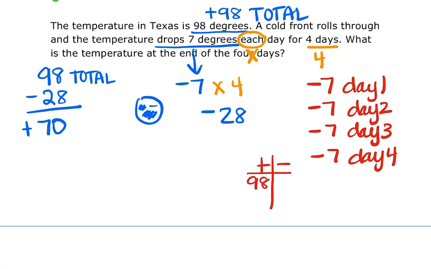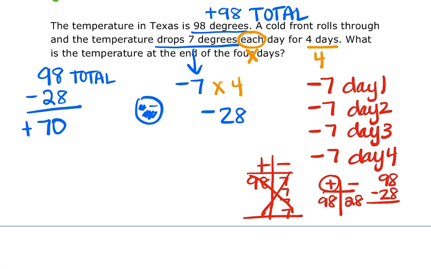If you prefer the table over here where you're just adding and subtracting, you would say 98 is a positive, and then you have your 4 sevens, which are negatives or subtracts, and then you would end up with a positive 98 total and again 28 negative, and then positive would win because 98 is larger. And then we're doing the exact same thing. 98 minus 28 is, again, 70. So whichever method you prefer is totally fine, but your final answer would be 70.